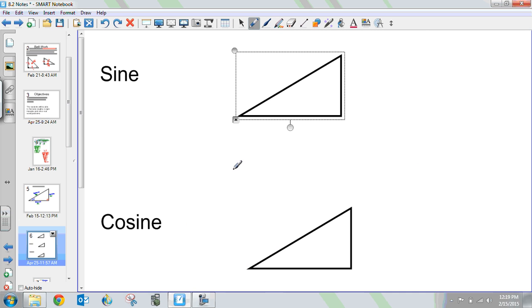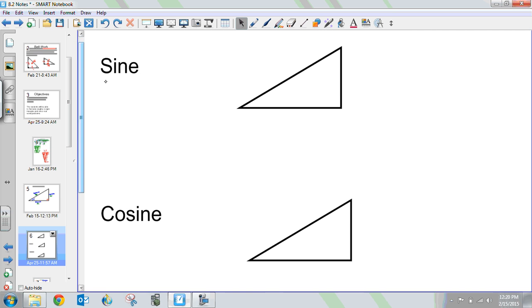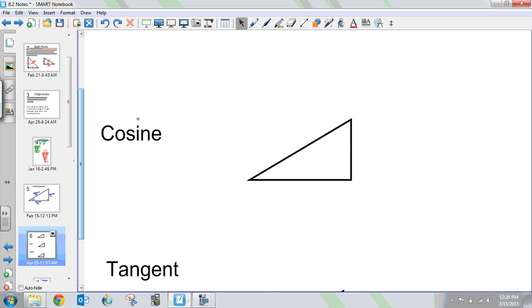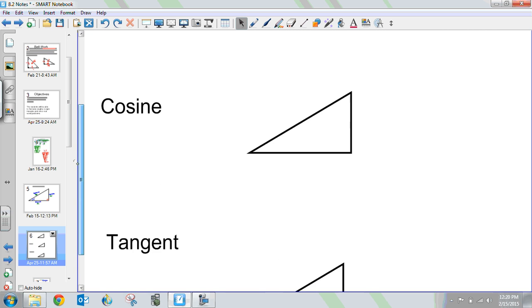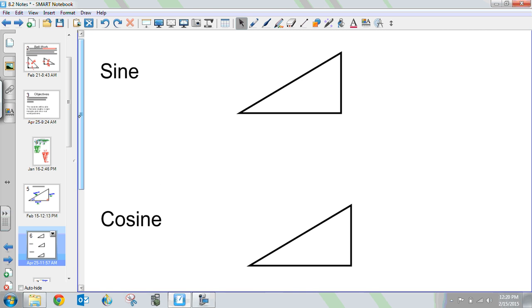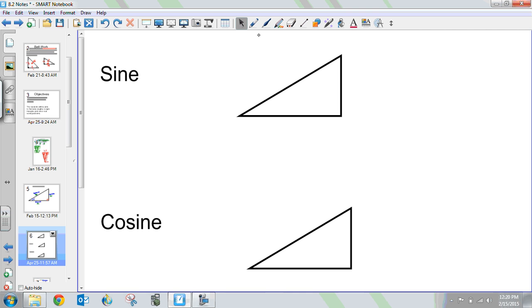So let's go to the next slide. What we have here are three different trigonometric functions: a sine function, a cosine function, and a tangent function. Now I have three triangles here. All of these trig functions are different things.